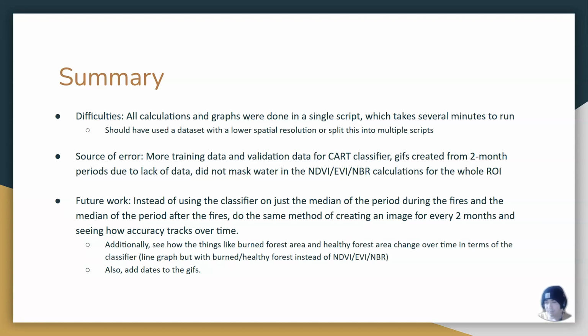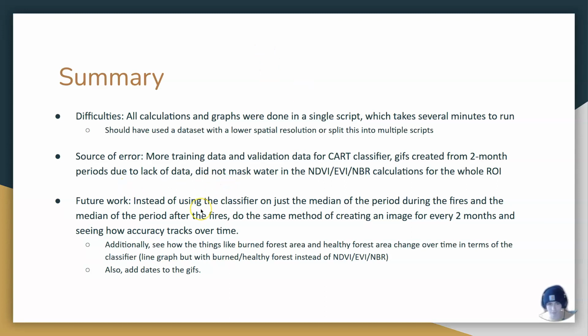And also for the GIFs, even though I expanded that to a 2 month period, if you go back and watch the GIFs, there's a little bit of choppiness that could probably be helped by increasing that time period more. But then you also lose a little bit of the fineness of them.